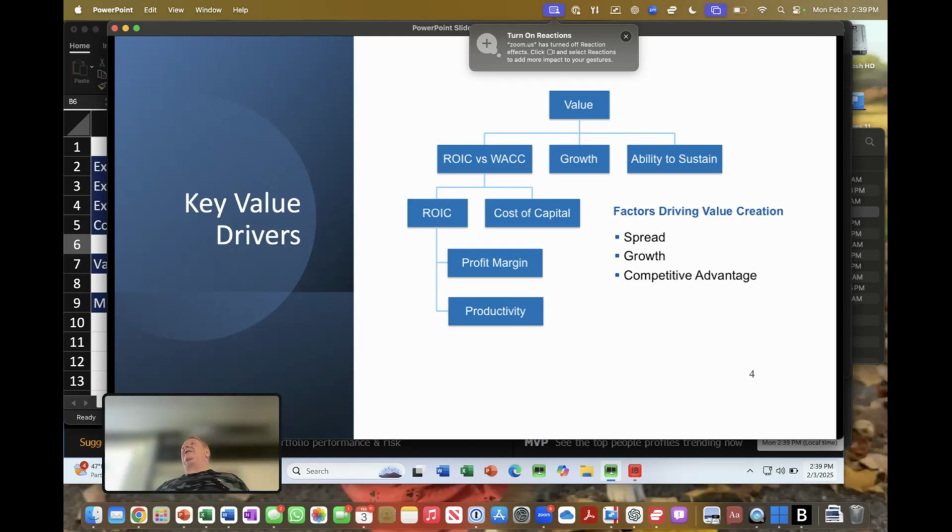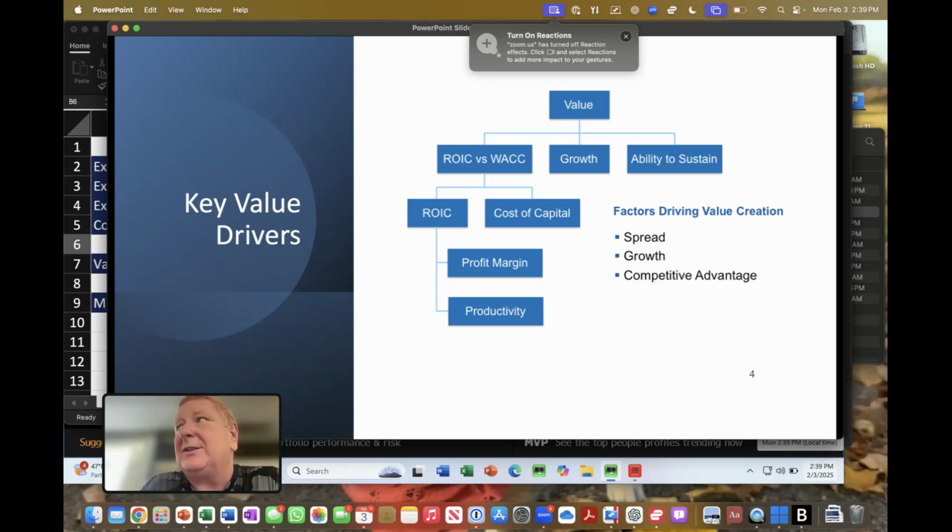How long does your advantage last? How long does the return last? Nothing lasts forever. How long does the growth last before it starts going lower? Okay. So behind return on investment, 2 additional drivers. 1, margin, how much you make when you sell something. 2, productivity, how much you spend to generate sales or revenue.